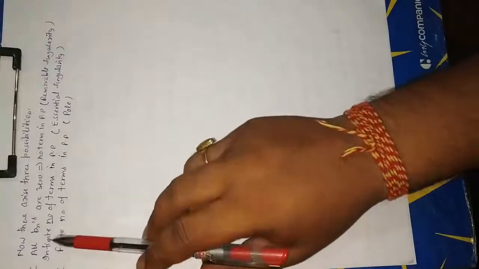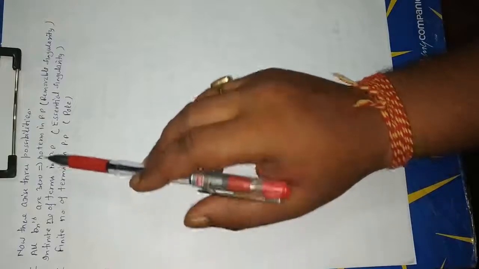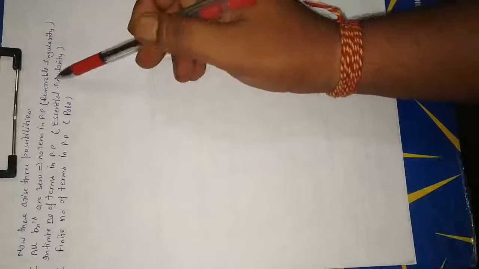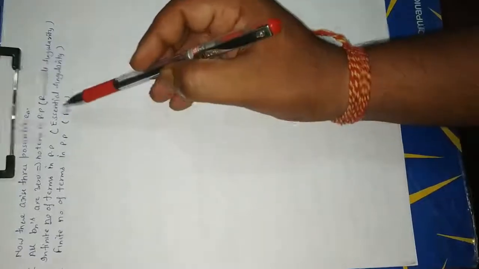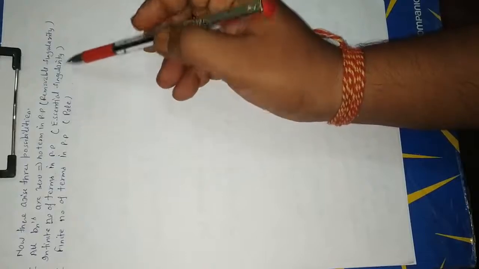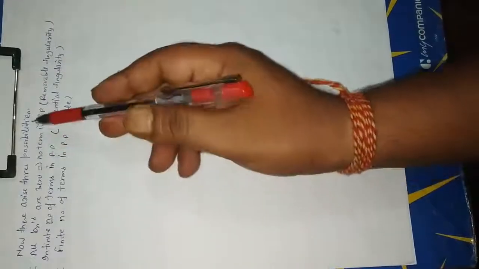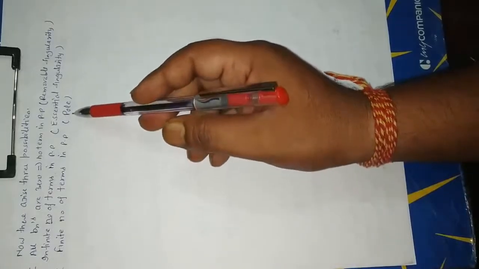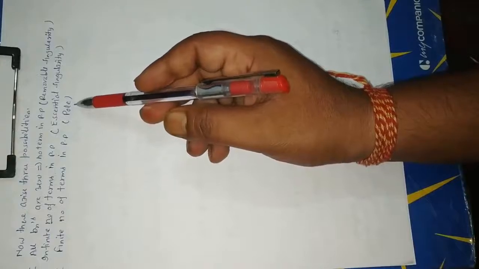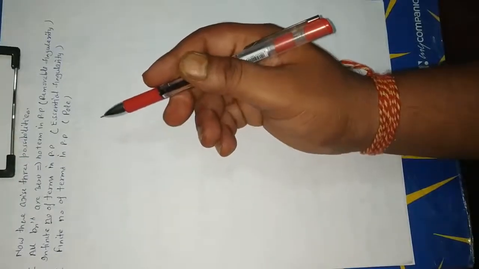There are three possibilities at z is equal to a. If all bn are 0, therefore we can say there are no terms in the principal part, then at z is equal to a, the function has a removable singularity. In the second possibility, an infinite number of terms in the principal part, then the function has an essential singularity. In the third possibility, a finite number of terms in the principal part, then the function has a pole only.